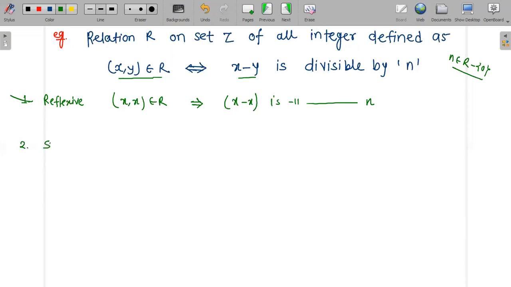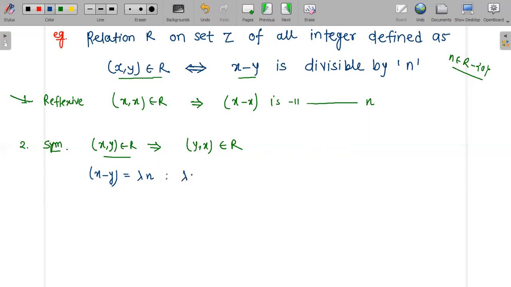Now, if I need to check whether your relation is symmetric or not, for symmetricity, it is given that (x, y) belongs to R. We need to prove that the ordered pair (y, x), by switching the position of x and y, must belong to R. (x, y) belongs to R. It indicates that x minus y is divisible by n. So if it is divisible by n, that means x minus y will be equal to some lambda times n, where lambda is any integral value.